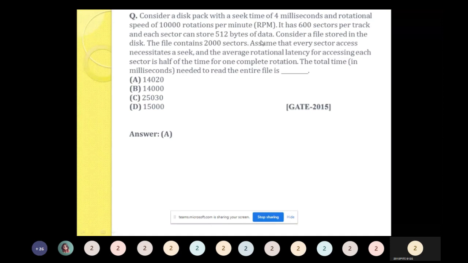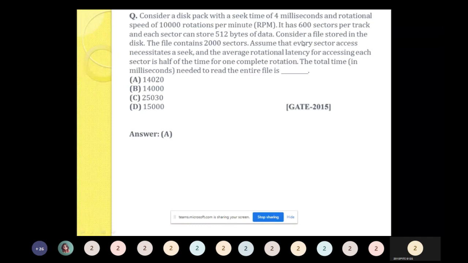So in your disk, the number of sectors is given, and each sector can store some amount of data. These are the formatted data given. In this question they give 600 sectors, and each sector can store 512 bytes of data. Just understand these three things: 600 sectors, and each sector 512 bytes of data.